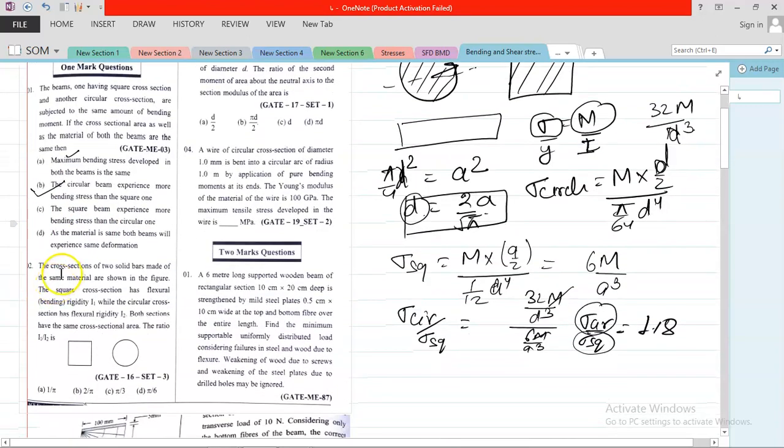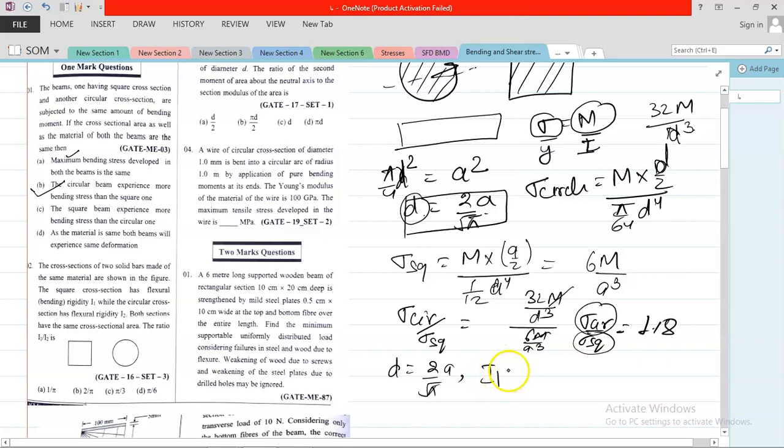Now the second question is: the cross section of two solid bars made of the same material. You need to find the ratio of their I1 and I2. First of all, their area is given equal, so the equation you get is a = (2/√π) d, and you need to find the ratio of their flexural rigidity I1 and I2.